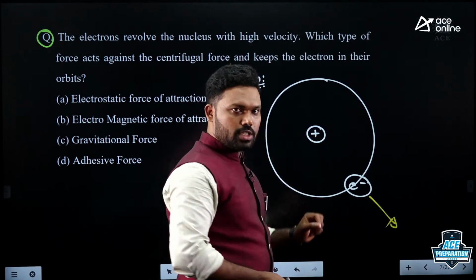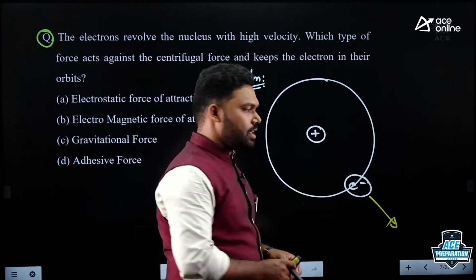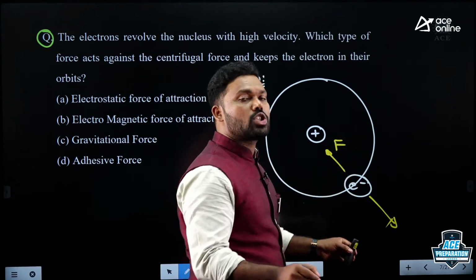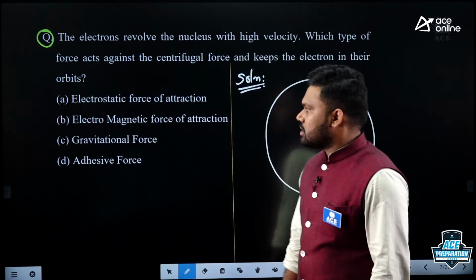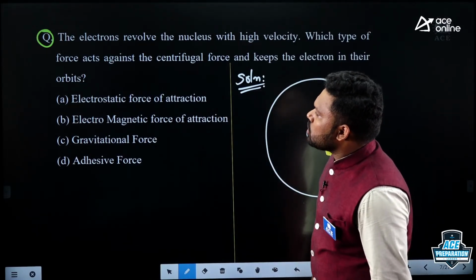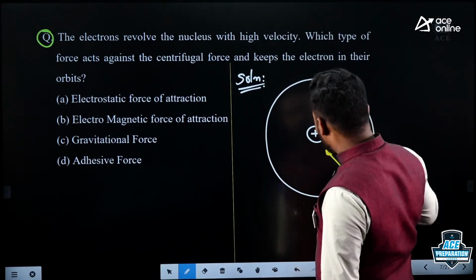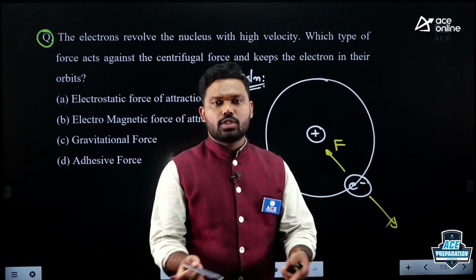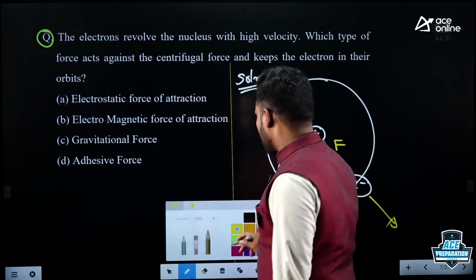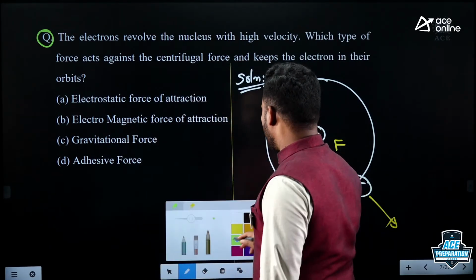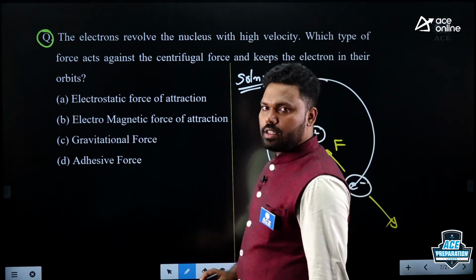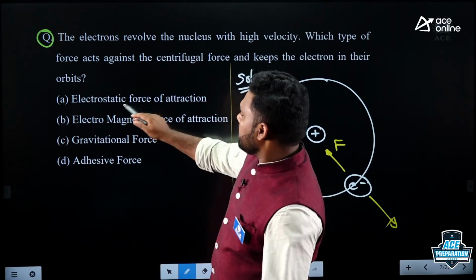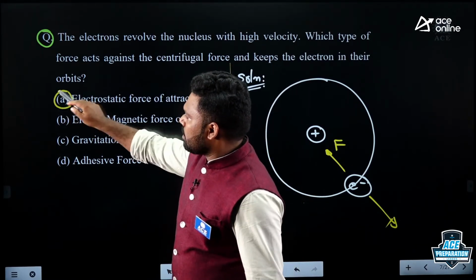So the nucleus is positively charged, and this electron is negatively charged. There is a force between these two things. What is that force? Electrostatic force. It is the electrostatic force of attraction, because positive and negative charges are there. Between those two things there will be an attraction force. So what is the answer here? The centripetal force must be balanced with the centrifugal force. What is the centripetal force? It is the electrostatic force of attraction. Option A is the answer.